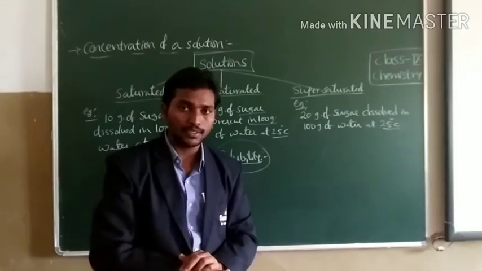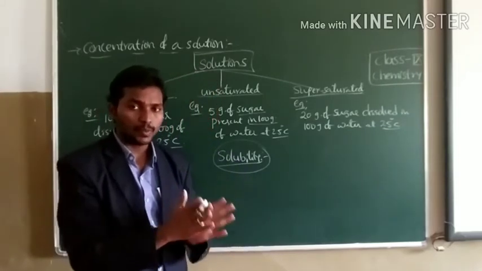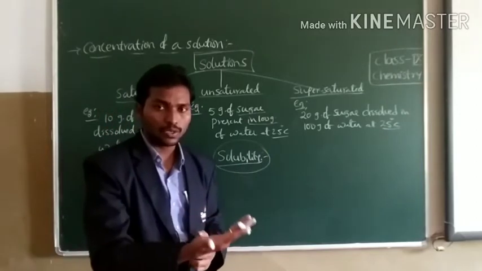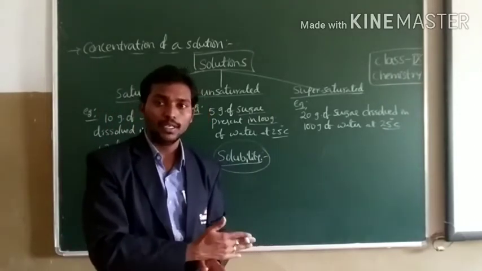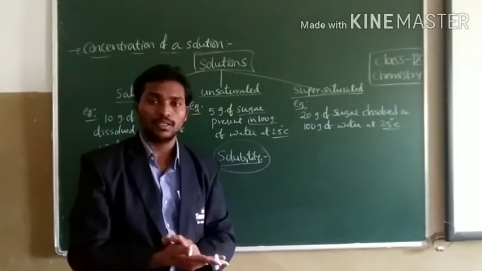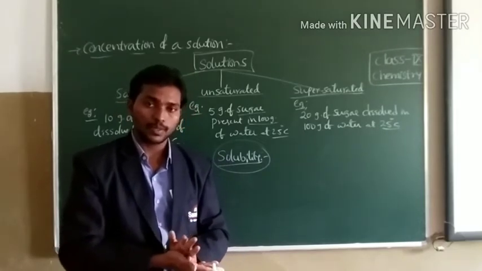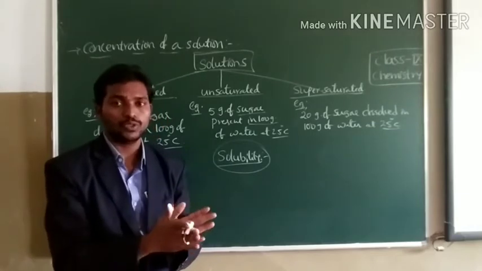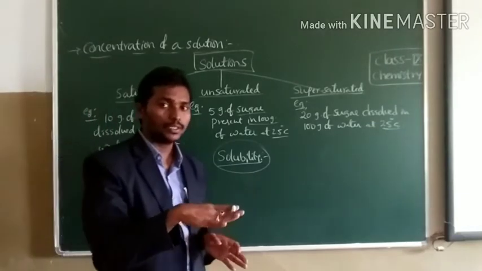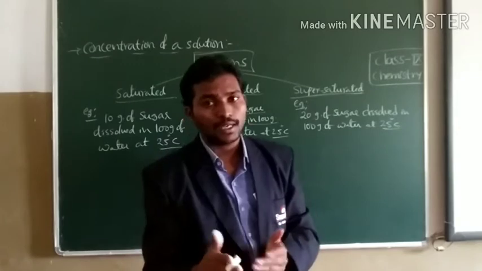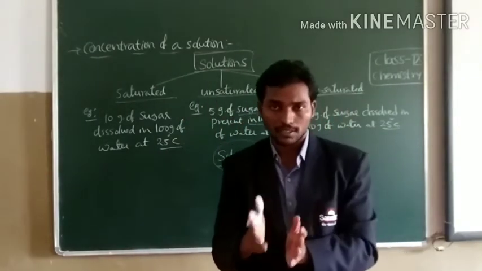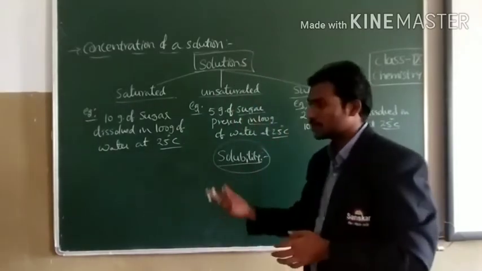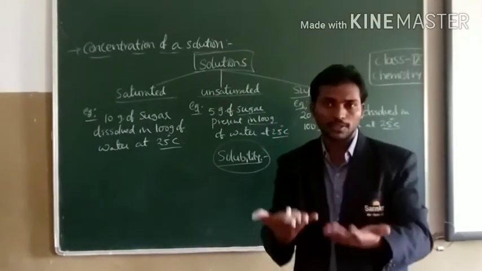Solubility can be defined as the maximum amount of solute that can be dissolved in a given solvent at a certain temperature, or at a constant temperature. This is called the solubility of the substance. This solubility is different for different substances, children.